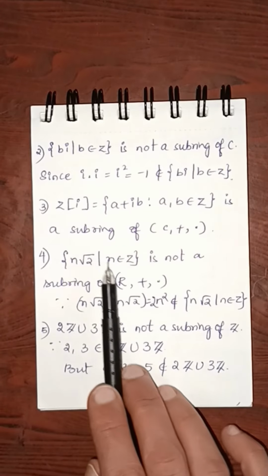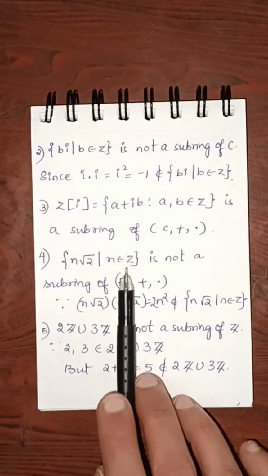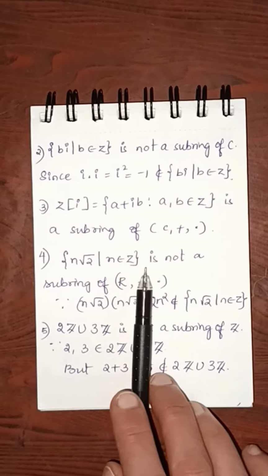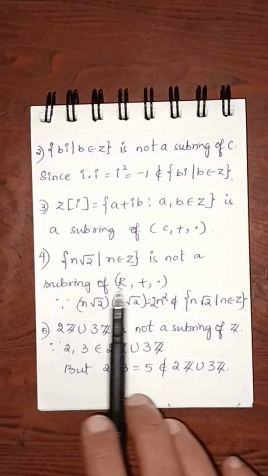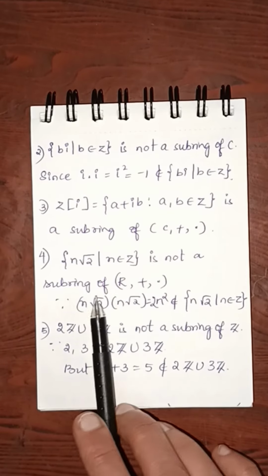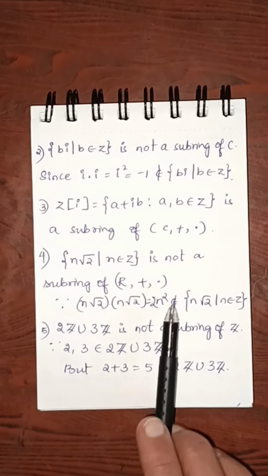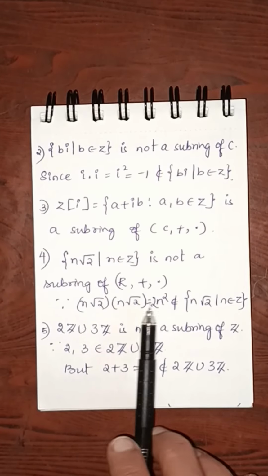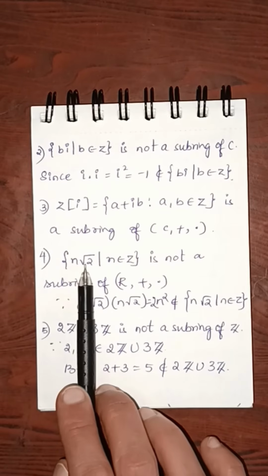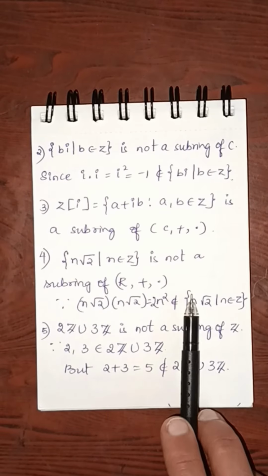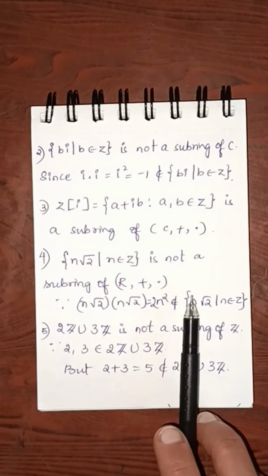Now, n root 2 such that n belongs to Z. This is a subset of R, but it is not a subring of R because n root 2 into n root 2, with the same reasoning, is n squared into 2, that is 2n squared, which doesn't belong to this set. Hence, it is not closed with respect to multiplication. It is not a subring.